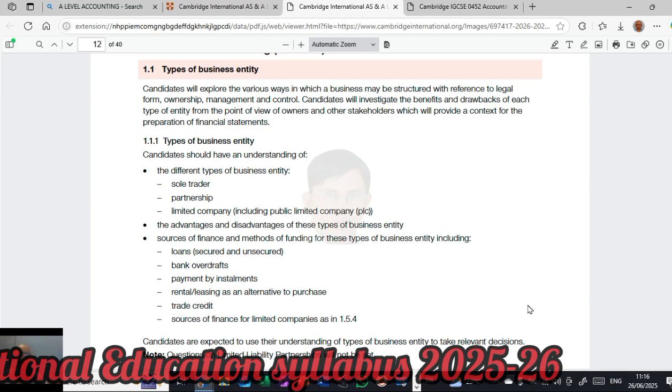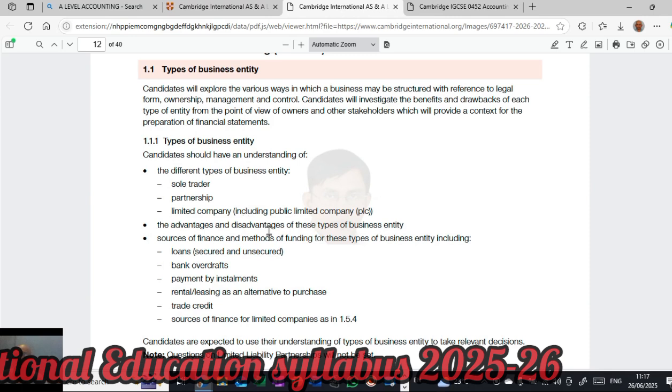Particularly in each level you will be asked questions. You need to understand what are the benefits, the advantages and disadvantages of sole trader, partnership, limited company, and sources of finance and methods of finance. What are the advantages and disadvantages vis-a-vis sole trader and partnership, partnership and limited company, sole trader and limited company.